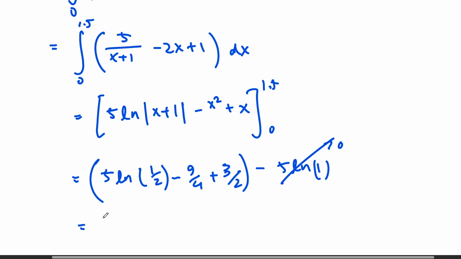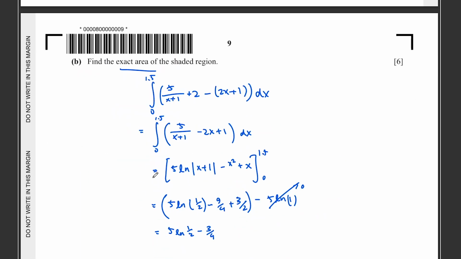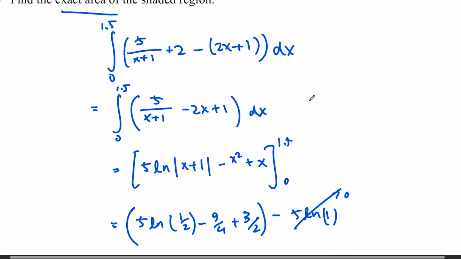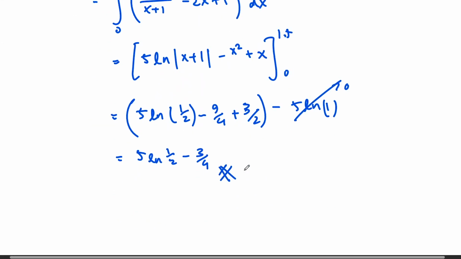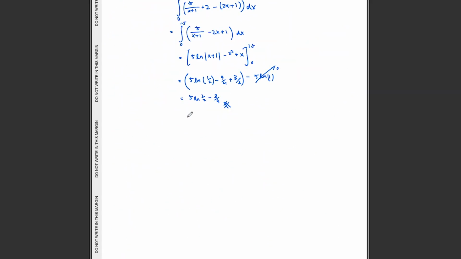I can simplify a bit: 5 ln half, and this one I can simplify to become negative 3 over 4. Okay, so yeah, we don't need to simplify this any further because this is already in exact form, and it does not specify what type of form we should leave it in. So this is fine. Okay.